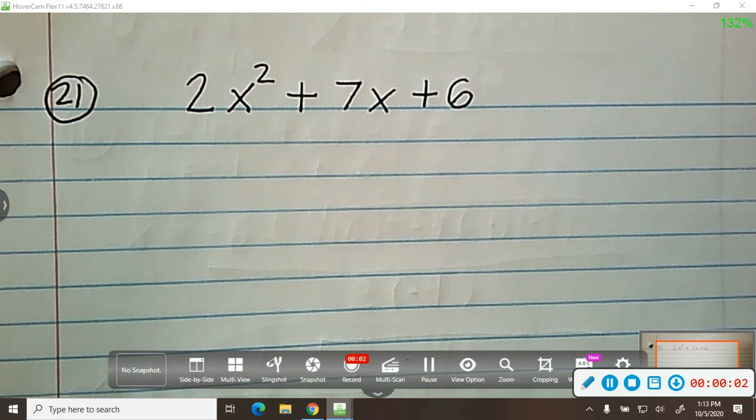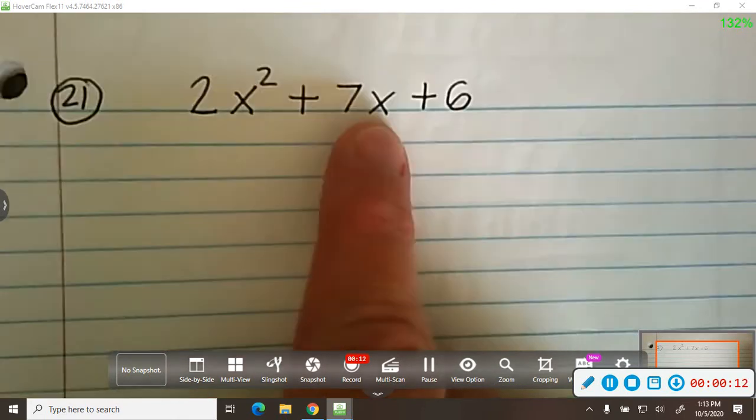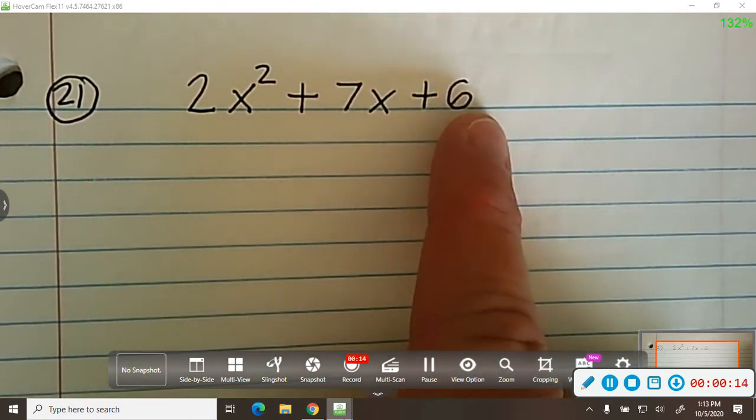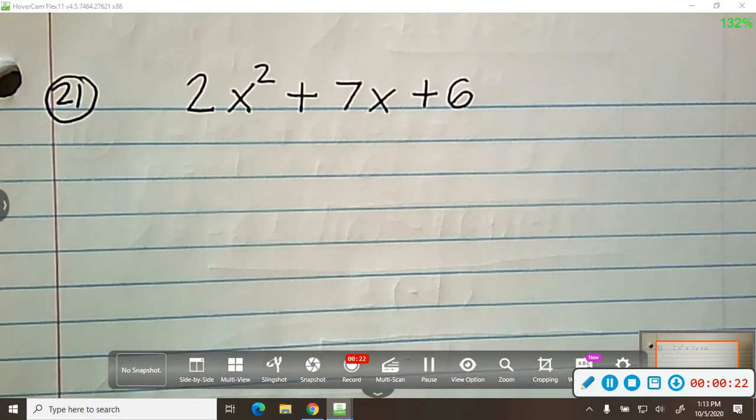So I have 2x squared plus 7x plus 6. I'm being asked to factor this. First thing you should look for is a GCF. So is there a number that goes into 2, 7, and 6? And the answer there is no, except for 1. And they all don't have an x, so then we move to the second step.